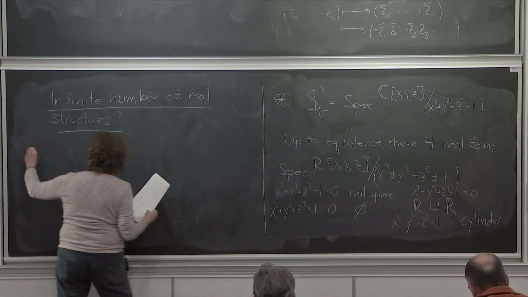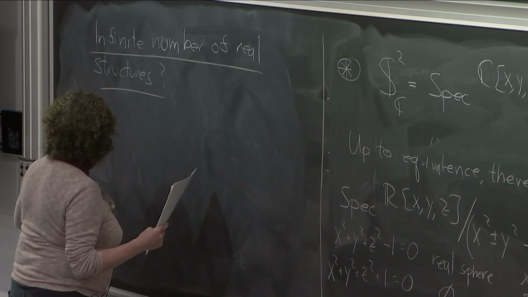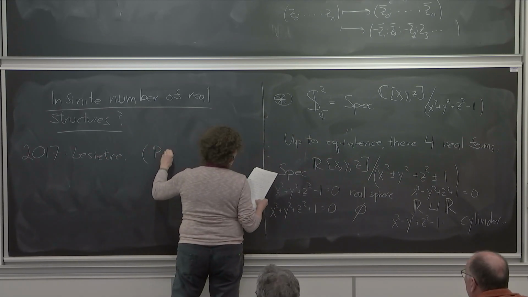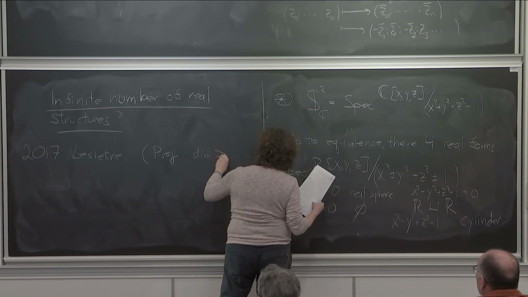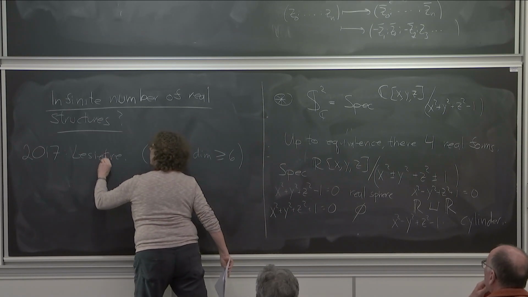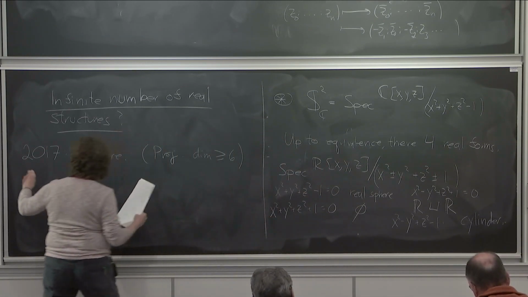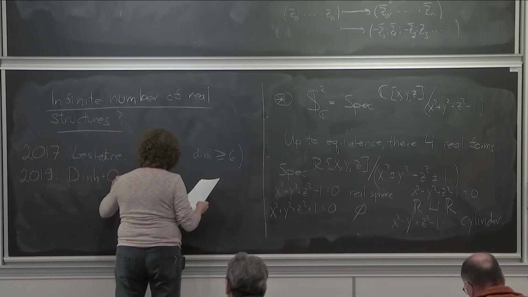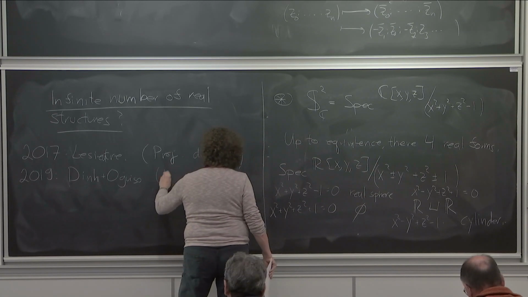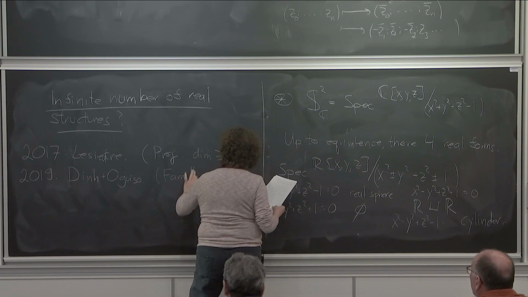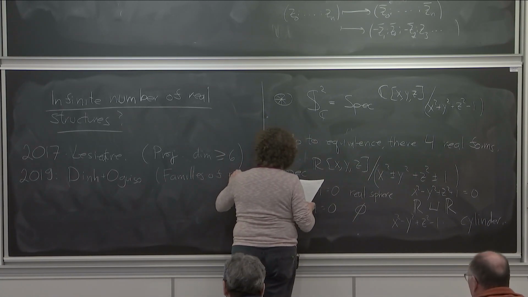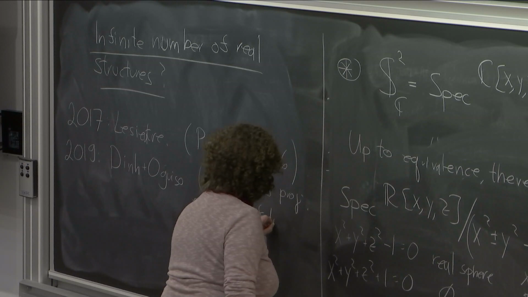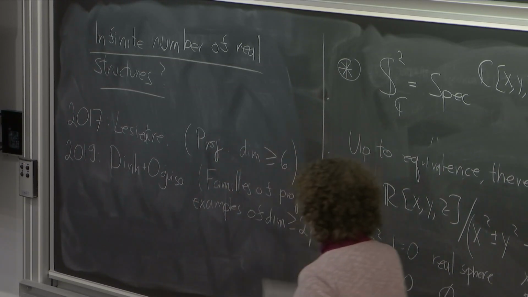So I'm going to give you a list of some different examples that were given. The first example was in 2017 by Lesieutre, and they're projective of dimension at least 6. In 2019, Dinh and Oguiso gave families of projective examples of dimension at least 2. So they brought it down.